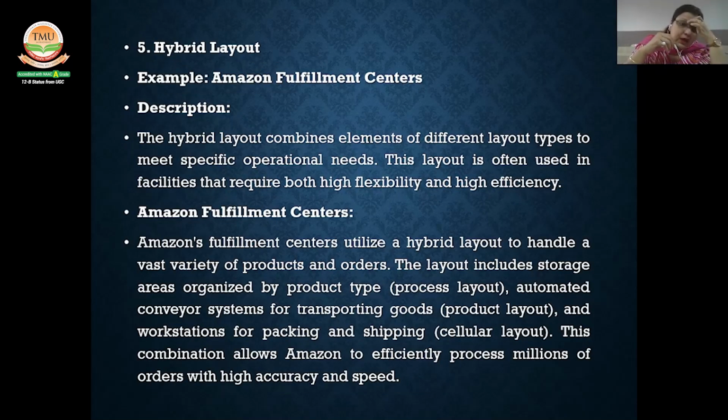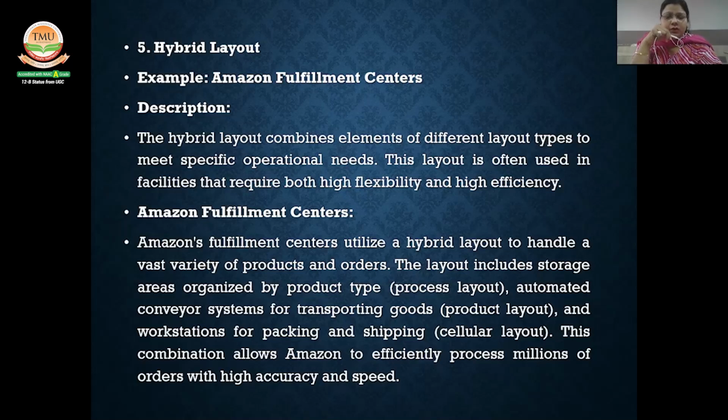The fifth one is hybrid layout, or we can say a combination layout. Amazon fulfillment centers are examples of this kind of layout. The hybrid layout combines elements of different layout types to meet specific operational needs. This layout is often used in facilities that require both high flexibility and high efficiency. It means these layouts serve specific operational needs.